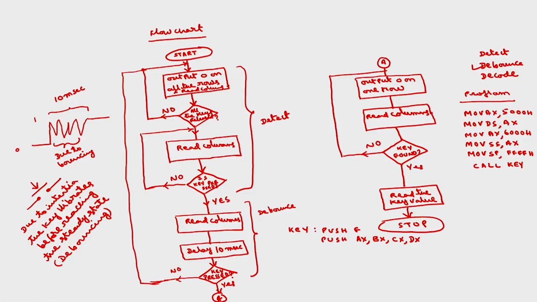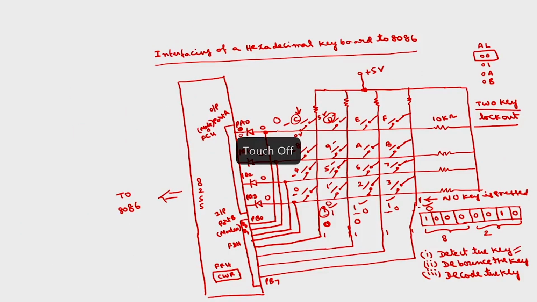Now what is the first step? You have to output 0 on all the rows, and you have to check whether all the keys have been released or not. This is to avoid the 2 key lockout problem. So initially, before any key is pressed, you have to make sure that all the keys have been released previously, so that no 2 key lockout problem will occur. So how to output 0 on rows? These rows are connected to port A, whose address is FCH. I have to send 0 0 0 0.